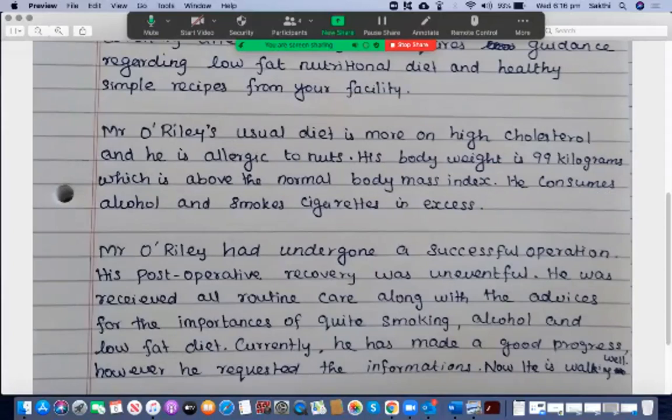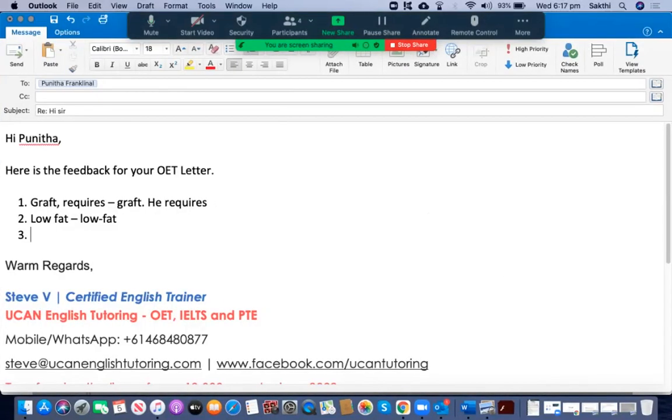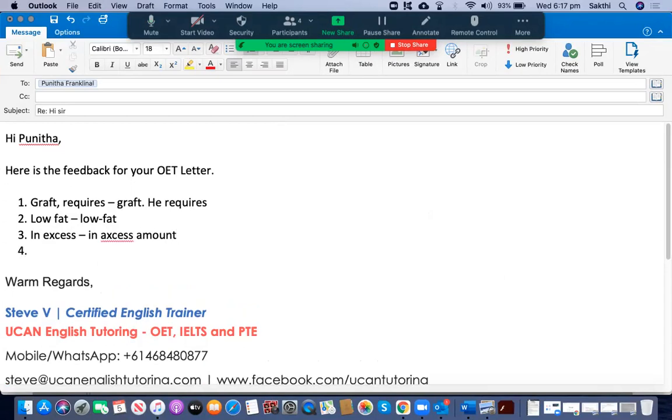He consumes alcohol and smokes a cigarette in excess. Okay, not in excess, but in excess amount. Sorry, it's not excess. In excess amount, or in excess quantity. You can write that down. All right.